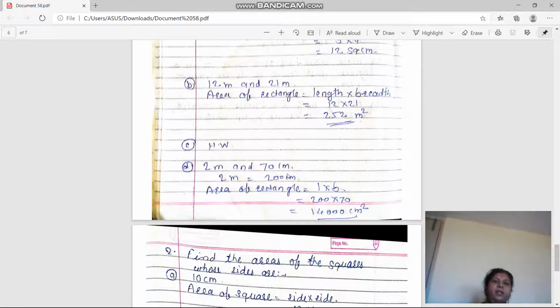2 meter and 70 centimeter. In the previous example, solved in the book, it is converted into meter. So I have converted into centimeter. It is no issue. You can convert it into meter also. Okay, so I have converted here in centimeter. 2 meter and 70 centimeter. So let's see here. 2 meter is equal to 200 centimeter. Area of rectangle is equal to length into breadth. So 200 centimeter multiplied by 70 centimeter, we get 14,000 square centimeter. Okay. Now the second question.